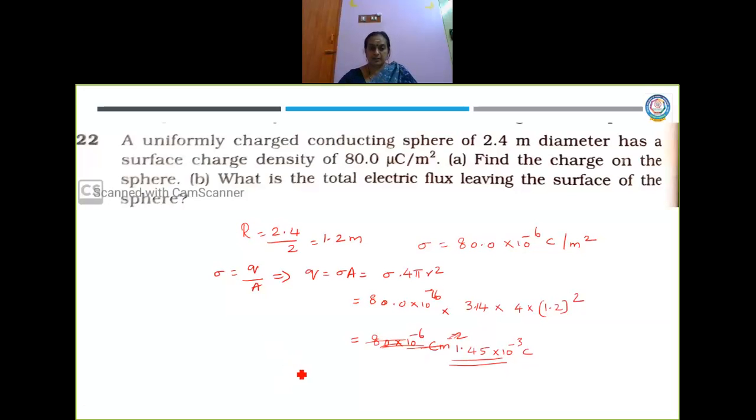And flux you have to find out. So flux is Q by epsilon naught. Substitute directly. So when you substitute 1.45 into 10 power minus 3 into 4 pi into 9 into 10 power 9, 1 by epsilon naught I have substituted. So you will get 1.6 into 10 power 8 Newton meter square per coulomb, which is the answer. Okay, so work out this problem and let us continue with the topic. Okay, see you children.